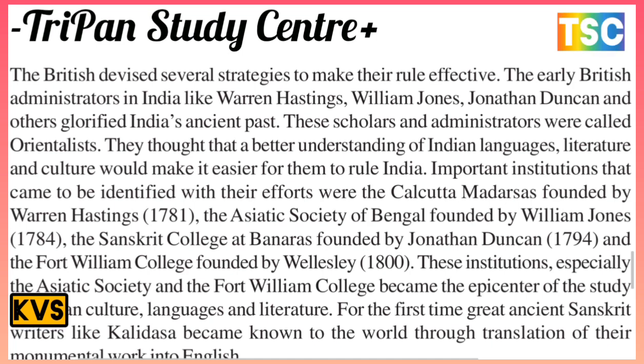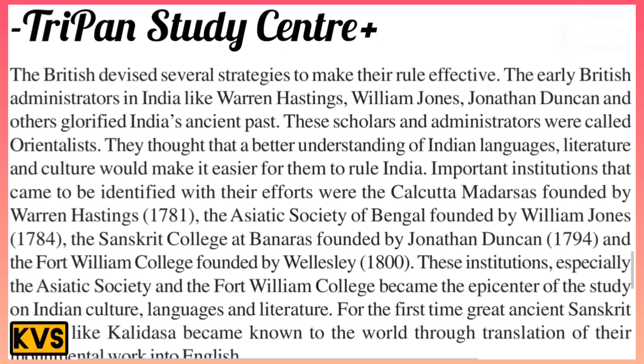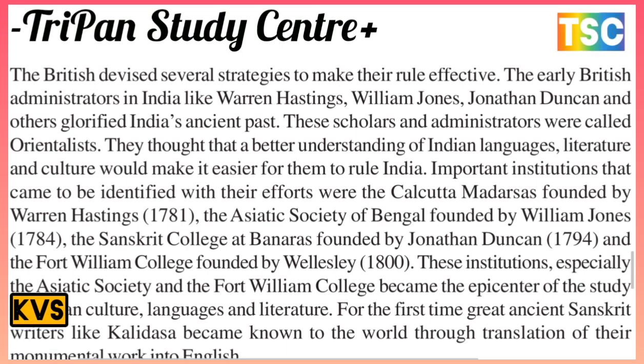The British devised several strategies to make their rule effective. British administrators in India like Warren Hastings, William Jones, Jonathan Duncan and others glorified India's ancient past. These scholars and administrators were called the Orientalists. They thought that a better understanding of Indian language, literature and culture would make it easier for them to rule India.